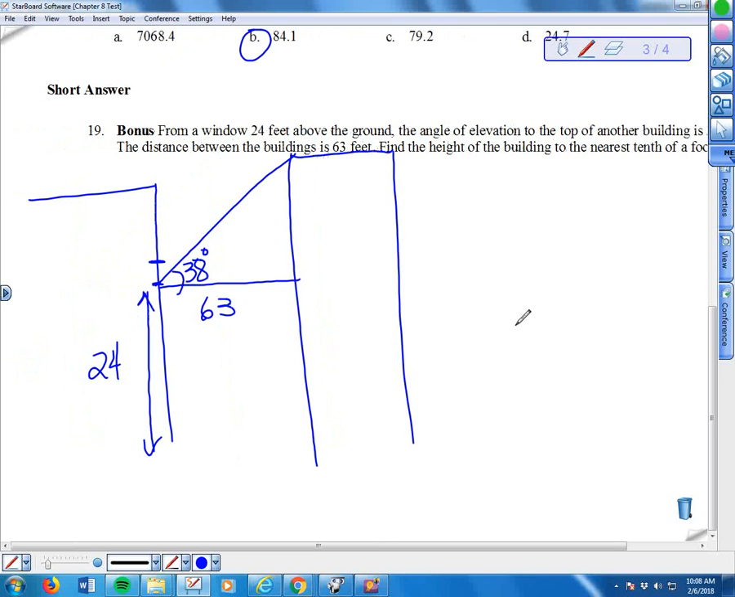So, if I can find this, I'd add it to 24, and I know the height of this building. Well, that I would use tangent. So x is equal to 63 tangent 38, 49.2. But then it's another 24 feet. So the height of the building is 73.2 feet.